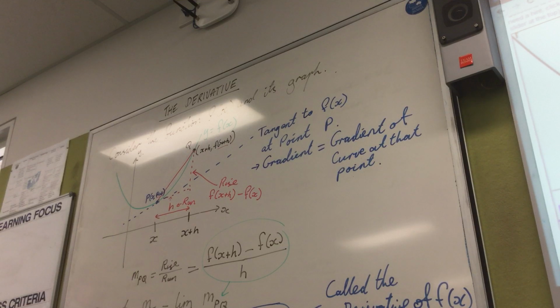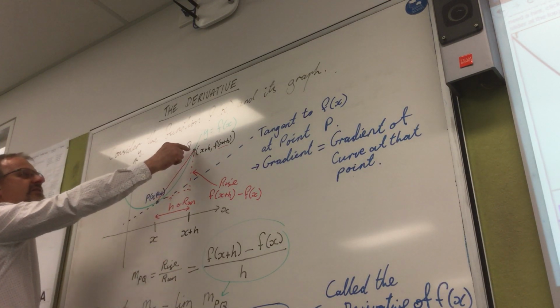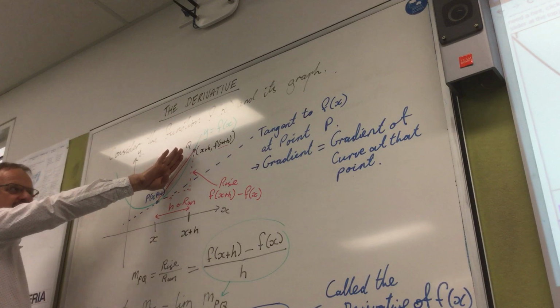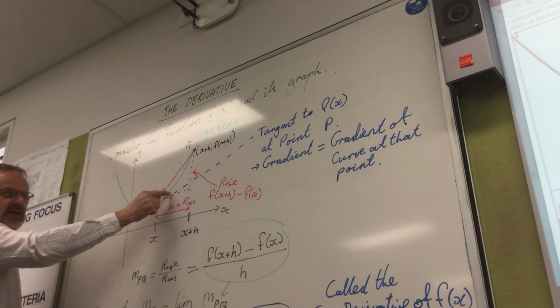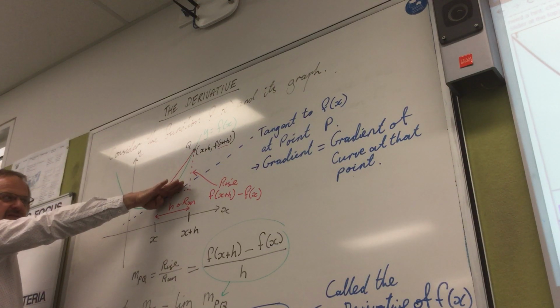Right, before we go any further, anything that needs clarifying? Yeah. What does it say? Tangent M. So for the tangent, M, the gradient of the tangent. What's the letter next to M? t. T for tangent. So the gradient of the tangent is the limit as h tends to 0 of the gradient of this line PQ. As my h gets smaller, this point comes down, down, down, and so the gradient of that line gets closer to the tangent.